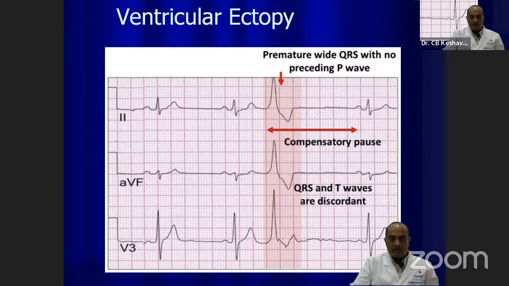Secondary ST and T wave changes, absence of the P wave, is usually followed by a compensatory pause, unless it is an interpolated VPC. It is followed by a compensatory pause. That means this interval is longer than the preceding TP interval. So this is longer. So that is called the compensatory pause.